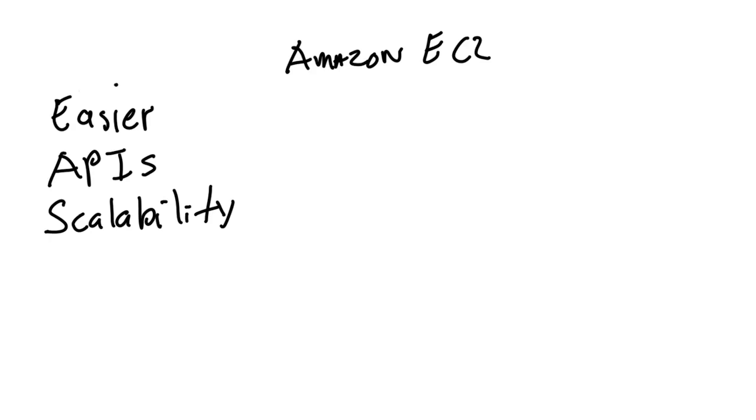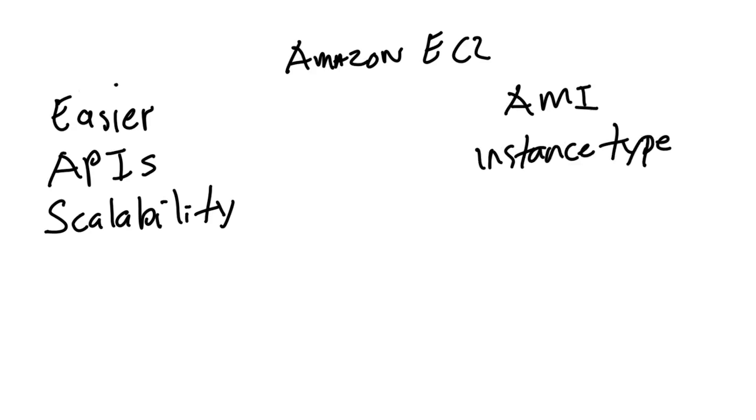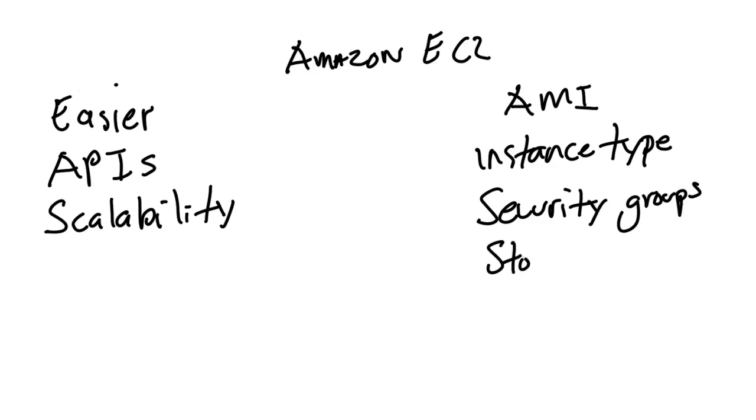In order to launch an EC2 instance, several properties have to be configured, such as the Amazon Machine Image, or AMI, the instance type or hardware profile, security groups, storage, and key pairs. Now let's take a look at launching an EC2 instance on the AWS Console.